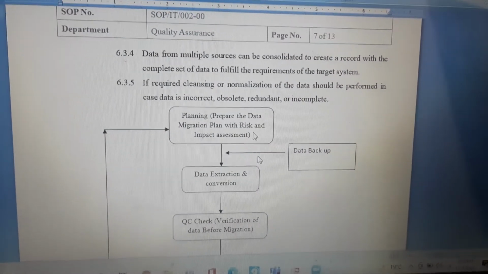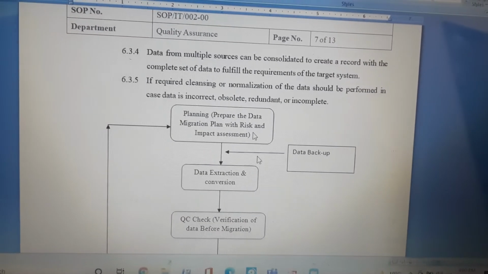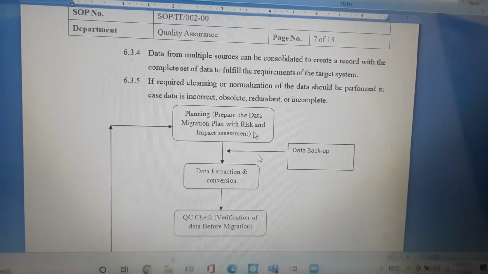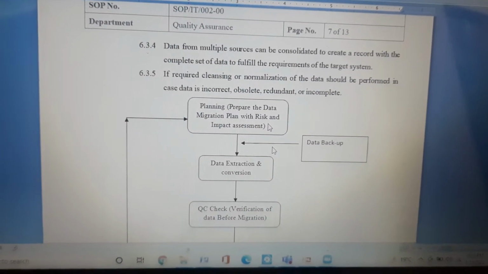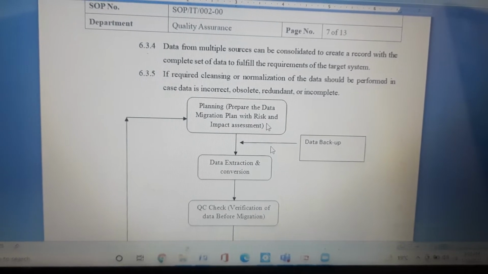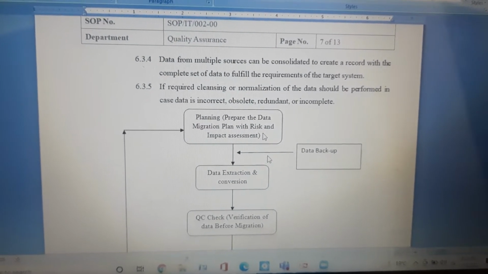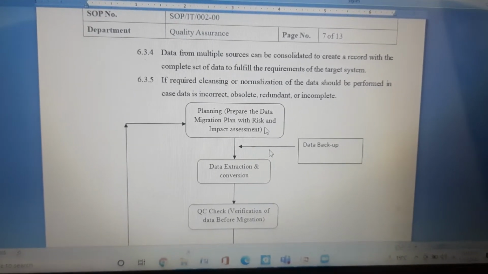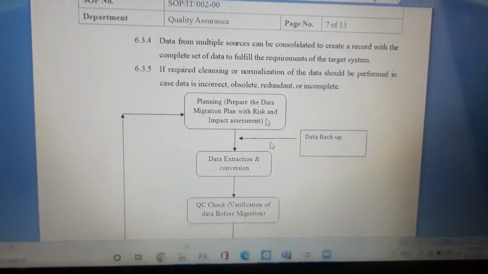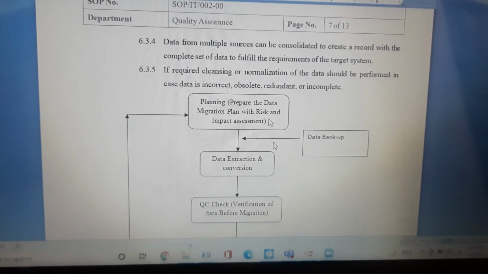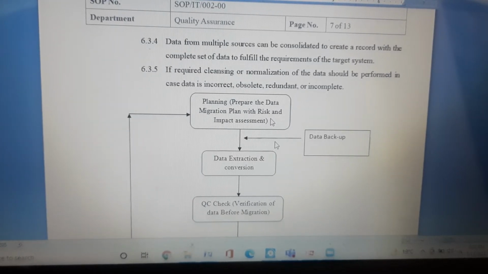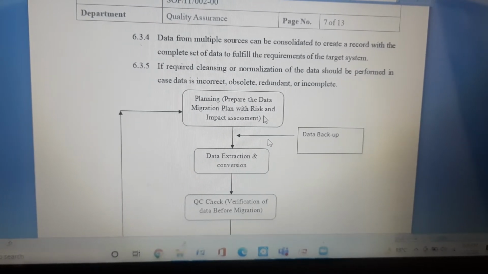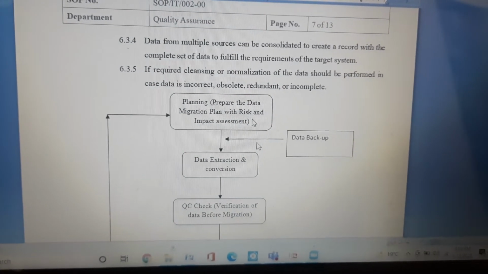So identify the risks associated with your systems, associated with your data migrations. If we migrate the data, then what are the risks associated with the migration of the data? Like, there may be chances of losing the data, disruptions during the migrations, and many more things actually. Identify the risks related to data migration activities, and how they are going to impact our systems or our business processes.